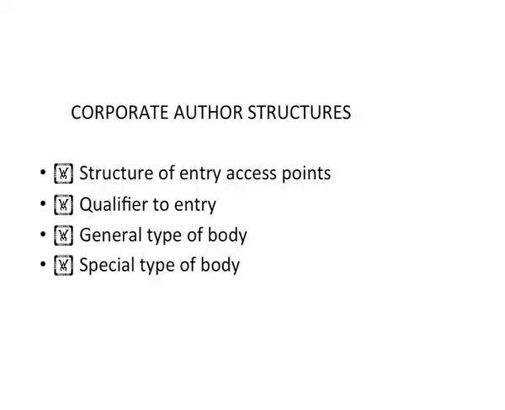Now we are going to discuss the various salient points in corporate author structures. There are four main salient points in any corporate author structure. The first is the structure, that is the entry of the access points in any name authority record of the corporate bodies. If the corporate bodies are the same in name, then they are qualified by places or by their institution, and how to qualify is one of the aspects of the structure. Then there are two types of corporate bodies. There are general types of corporate bodies, as I said earlier, institutions and business organizations, and there are special types of corporate bodies, which are like subordinate bodies.